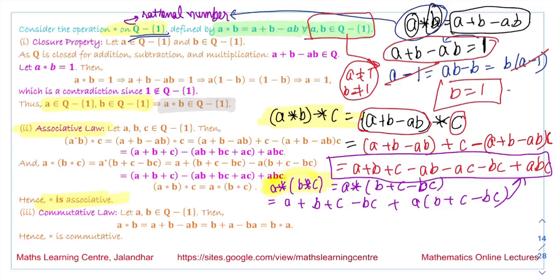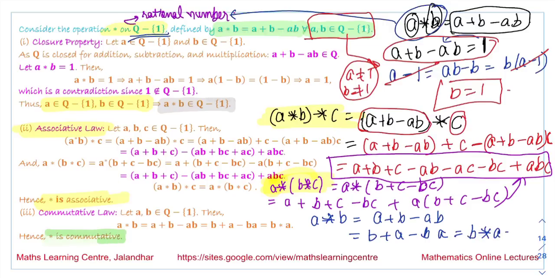associative. Next is commutative. So we are talking about a star b, that is equal to a plus b minus ab, that is equal to b plus a minus ba, and this is equal to b star a. So we are saying that this star operation is commutative.